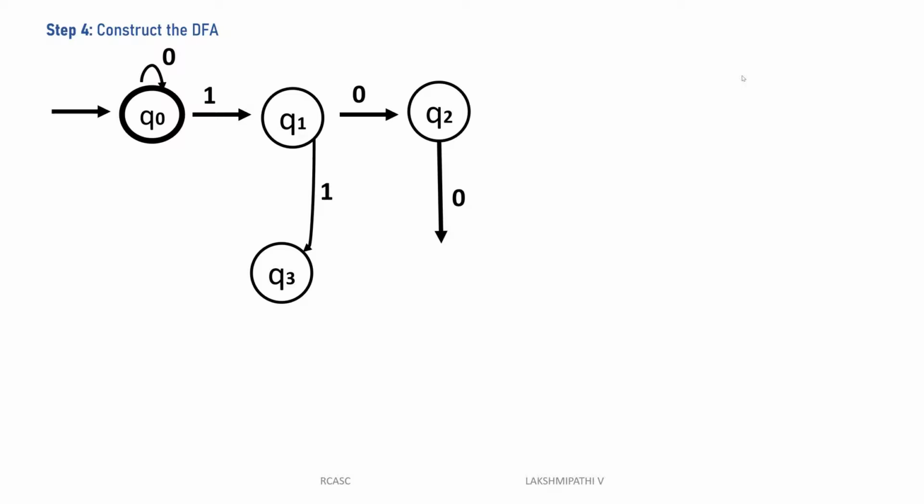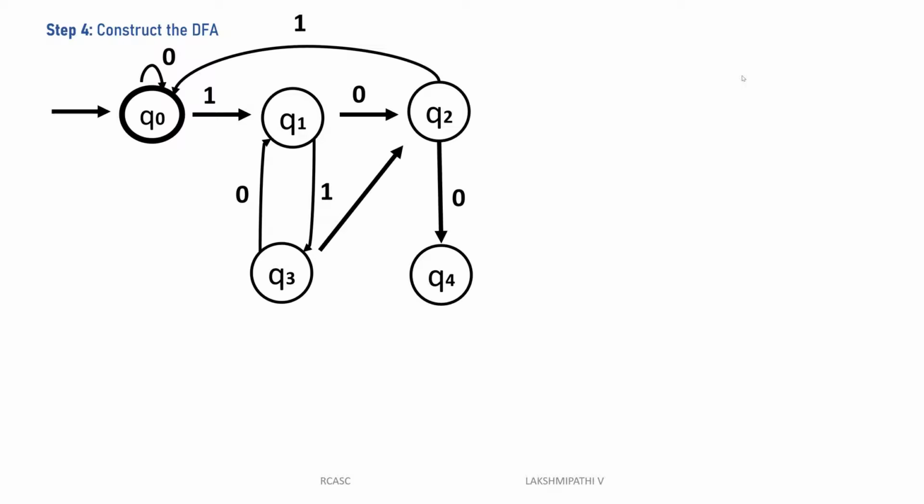Then Q2 of 0 is Q4. Q2 of 1 is Q0. Then once again Q3 of 0 is Q1. Then Q3 of 1 is Q2. Then Q4 of 0 is Q3. Then Q4 of 1 is Q4.